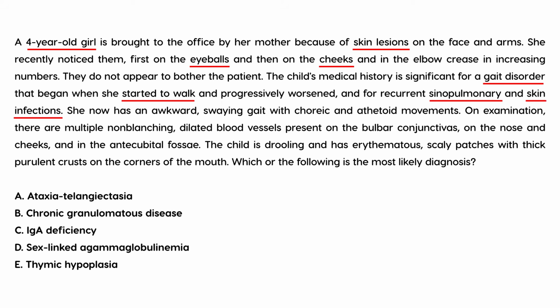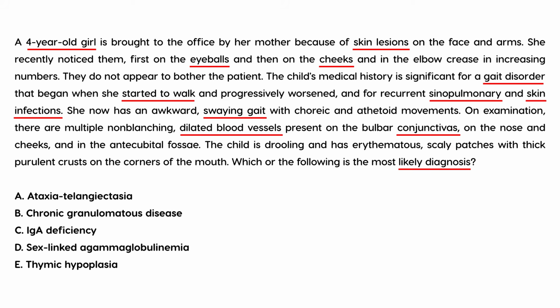She now has an awkward swaying gait with choreic and athetoid movements. On exam, there are multiple non-blanching dilated blood vessels present on the bulbar conjunctivas, on the nose and on the cheeks, and antecubital fossa. The child is drooling and has erythematous scaly patches with thick purulent crusts on the corners of the mouth. Which of the following is the most likely diagnosis?